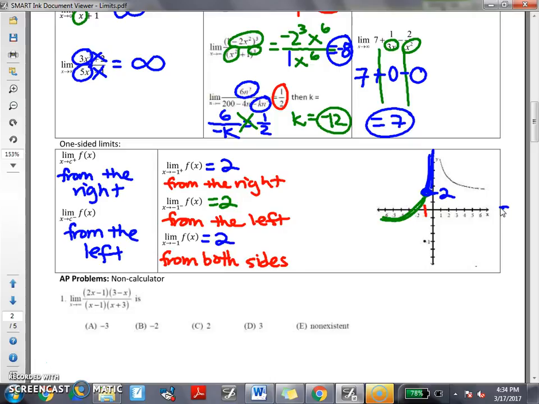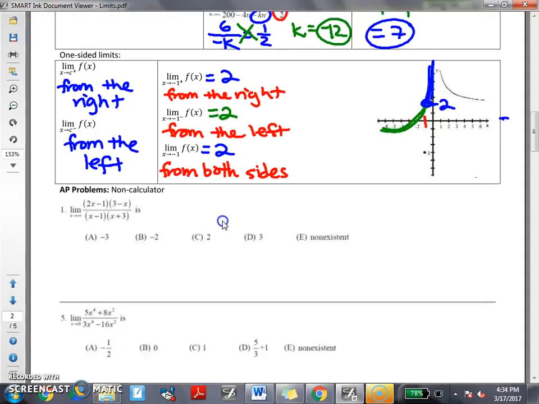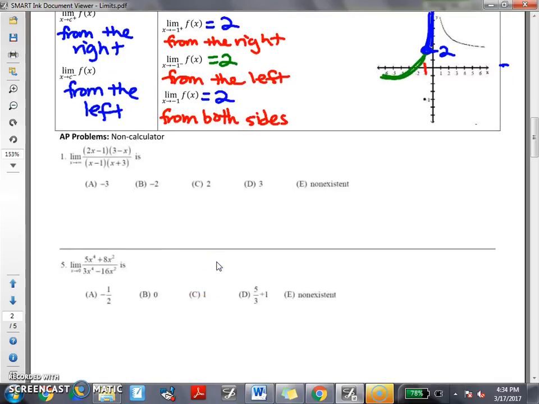Now we have a few AP problems here that I've collected for you, and we can try them. First one. Limit as x approaches infinity. We can't plug in anything right now, right? So we can't do direct substitution. What we can do is the concept of dominance, because whenever I see limit as x approaches infinity, that gives me a hint. We're probably going to use the concept of dominance, because we cannot plug in infinity.